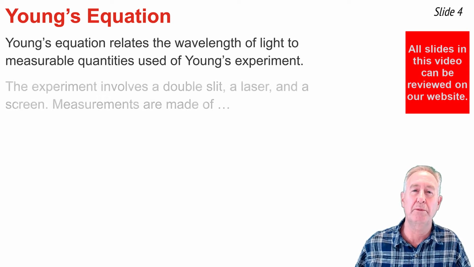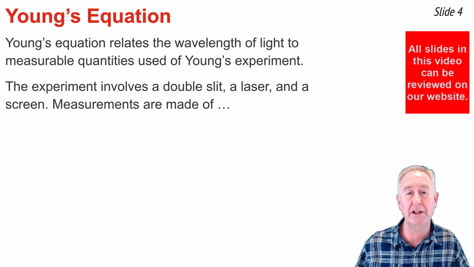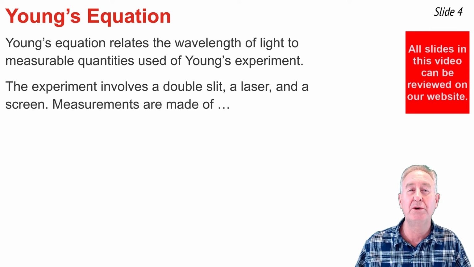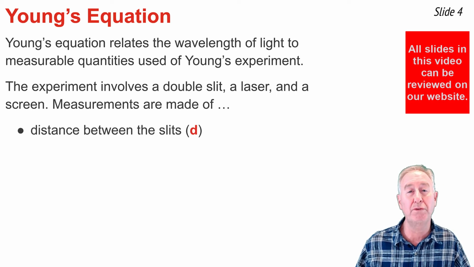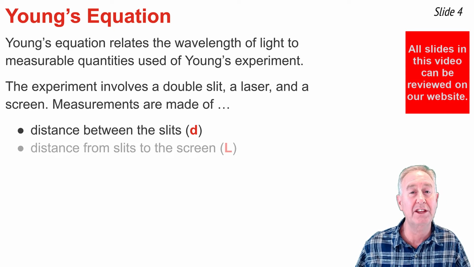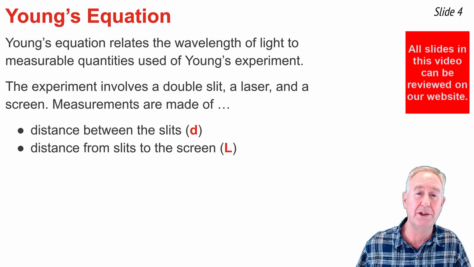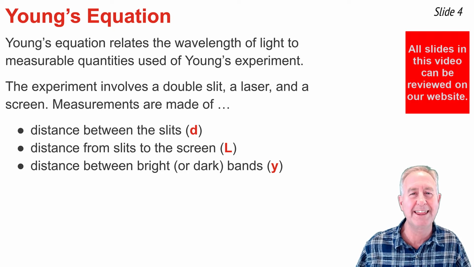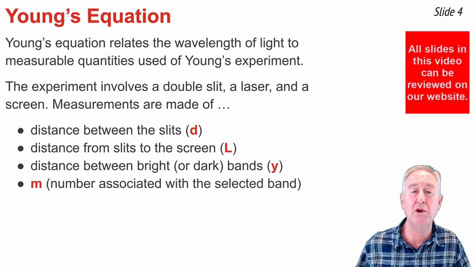Now, in Young's experiment, monochromatic light from a laser is shined upon two narrowly spaced slits. The light diffracts through the slits and is then projected onto a screen some distance away, forming alternating bright and dark bands on the screen. In order to determine the wavelength, you'll need to measure four quantities. First, the distance between those slits, known as d. Second, the distance from the slits to the screen, known as L. Third, the distance between bright bands or dark bands on the screen, that's y. And finally, the value of m for the particular band that you've selected.